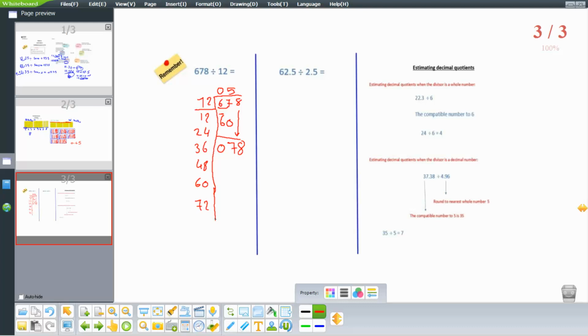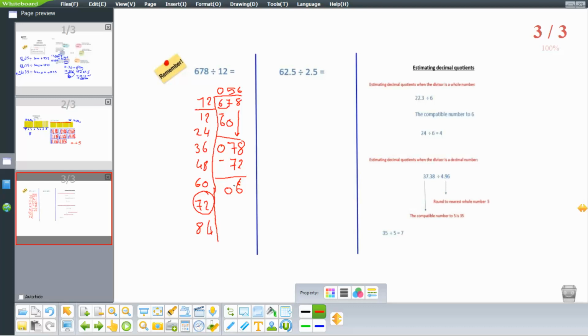I think we need to complete one. Okay, 72. 72, the next number will be 84. So the number closest to 78 is 72. Count 1, 2, 3, 4, 5, 6. So the answer will be 6. And here we will put 72. Then subtract: 8 minus 2, 6, and 7 minus 6, 0.